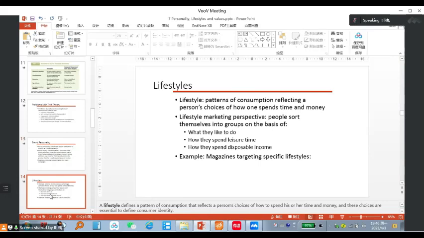And the next point, lifestyle. A lifestyle defines a pattern of consumption, reflecting a person's choices of how he or she spends time and money. You can think about the way you spend your time and money to figure out your lifestyle. Or you can figure out your classmate's lifestyle, judging from his or her expenditure of time and money.